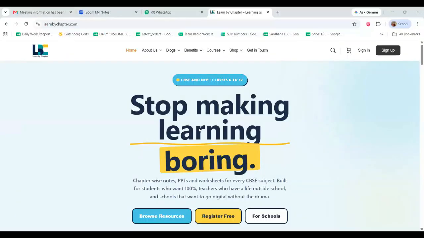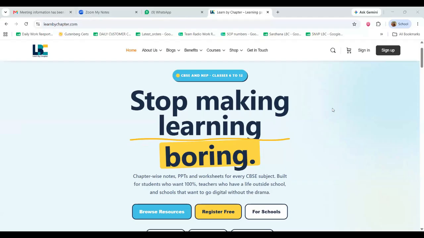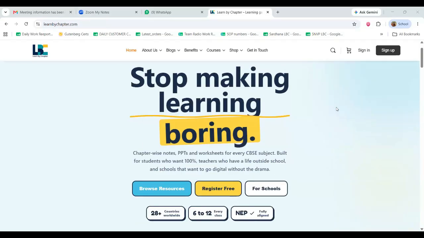Yes, that is the website for courses, learnbychapter.com. Here you can see the sign up button. From that you can register yourself by clicking on it. There are some fields, just fill those fields and you can register yourself. And at the bottom, there is an option available to, just a moment, it's loading actually.